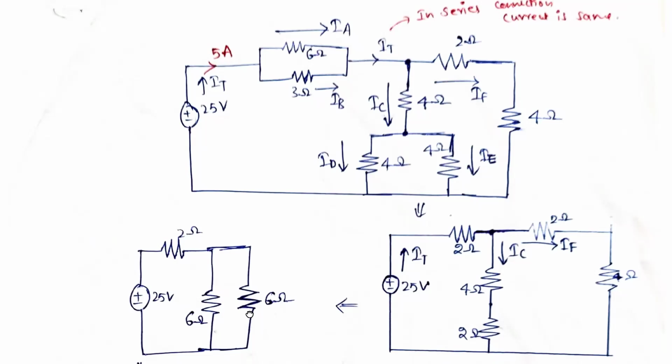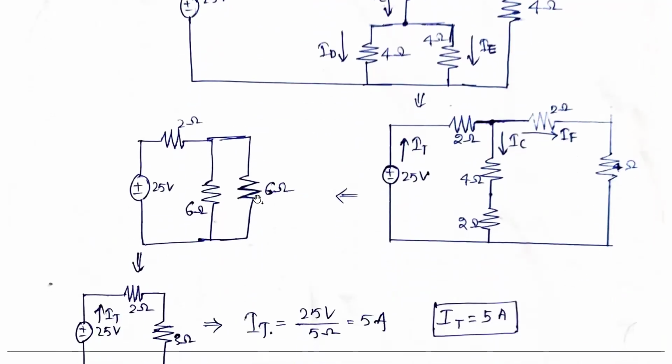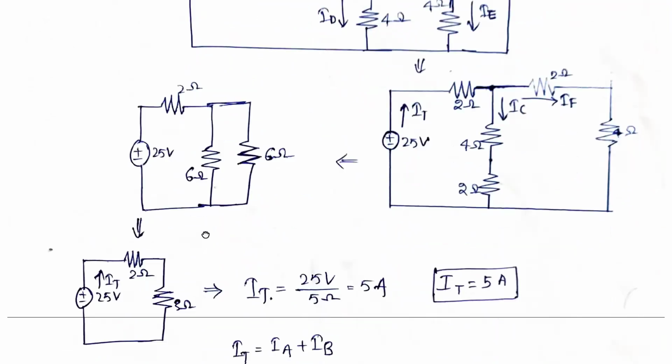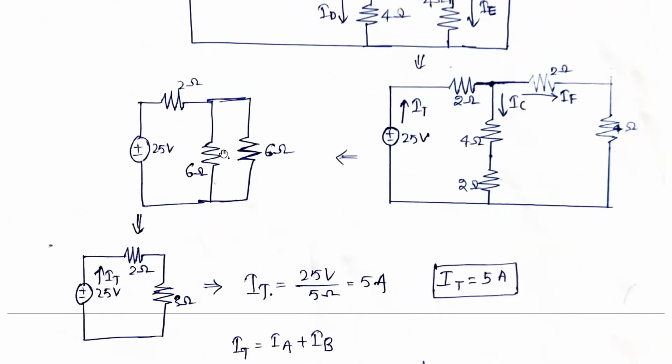Further reducing, this 6 and 6 ohms are in parallel. When two same resistances are in parallel, we take one resistance divided by 2. So 6 divided by 2 is 3 ohms. Again this 2 ohms will come as it is. Further reducing, this 3 ohms and 2 ohms are in series, so 3 plus 2 is 5.